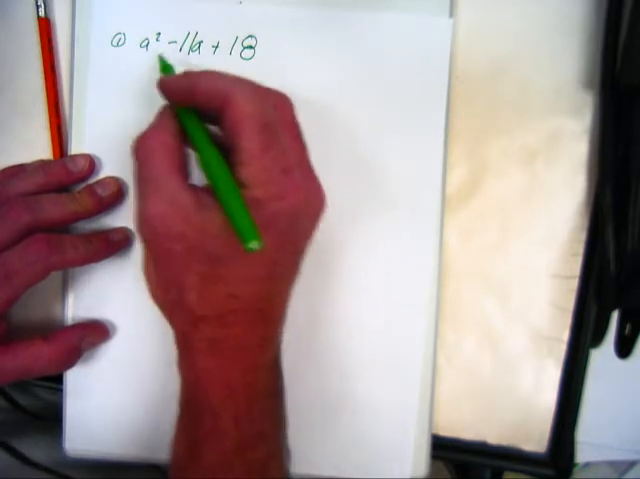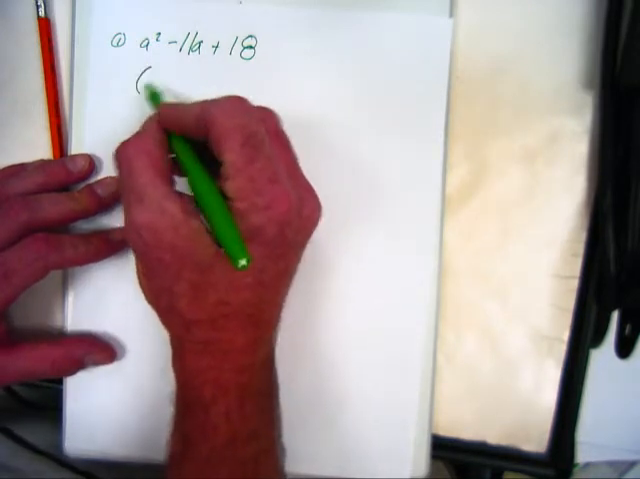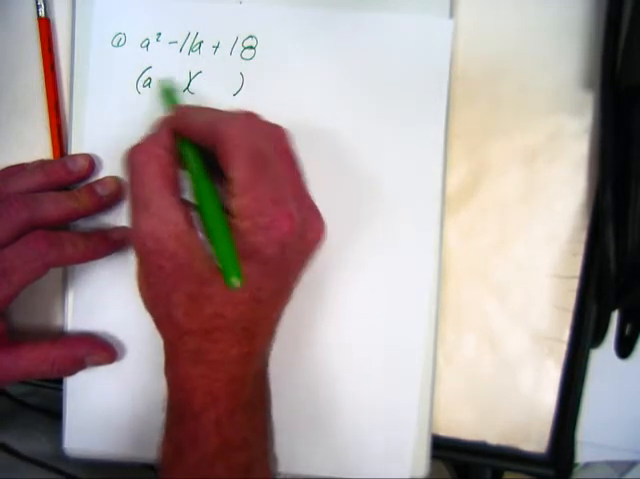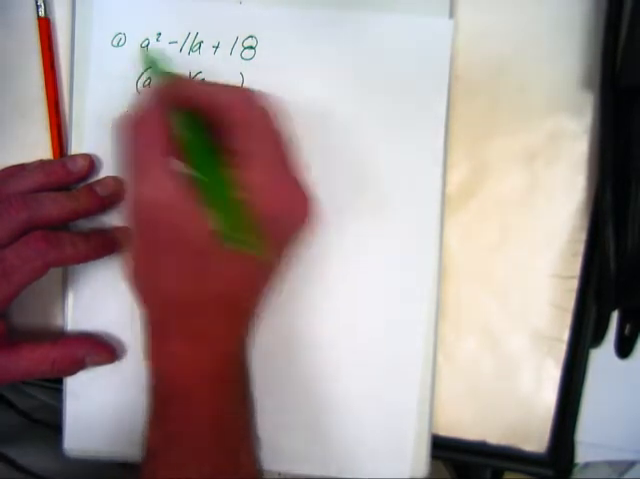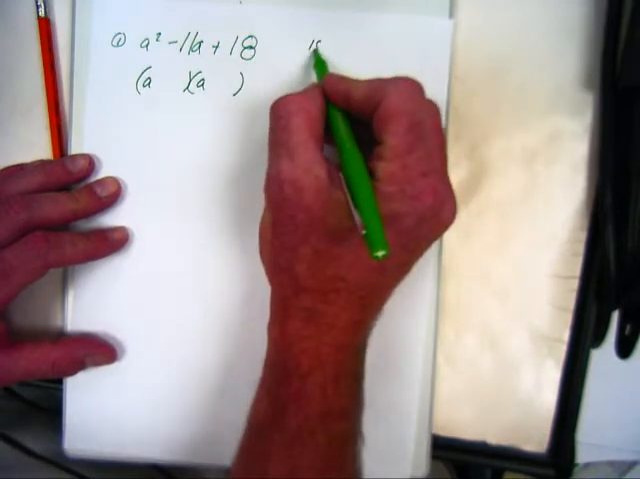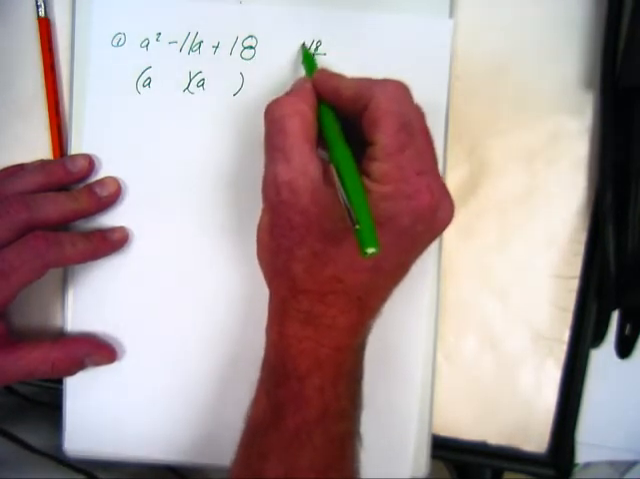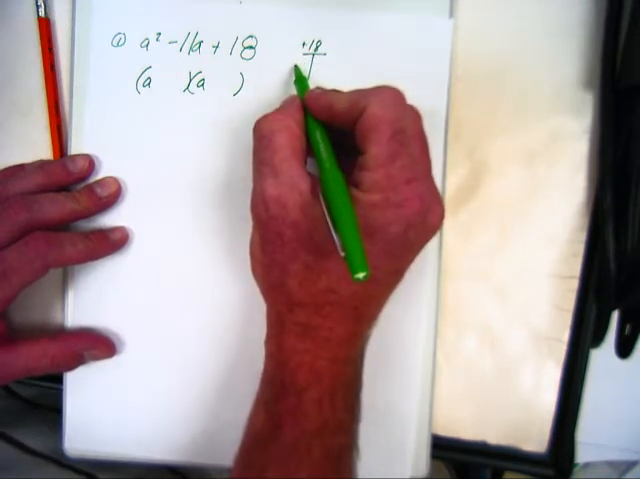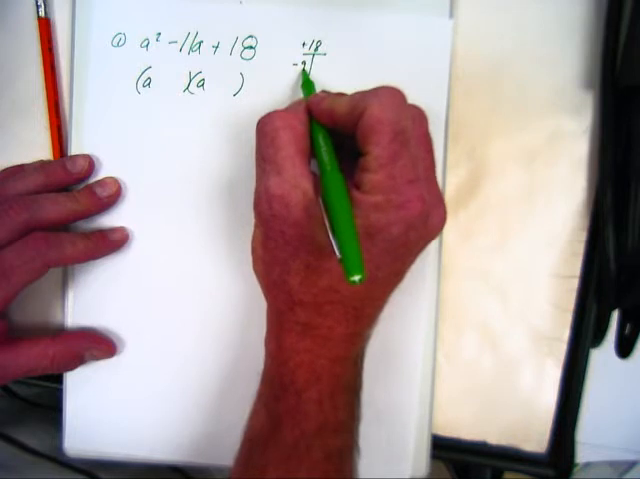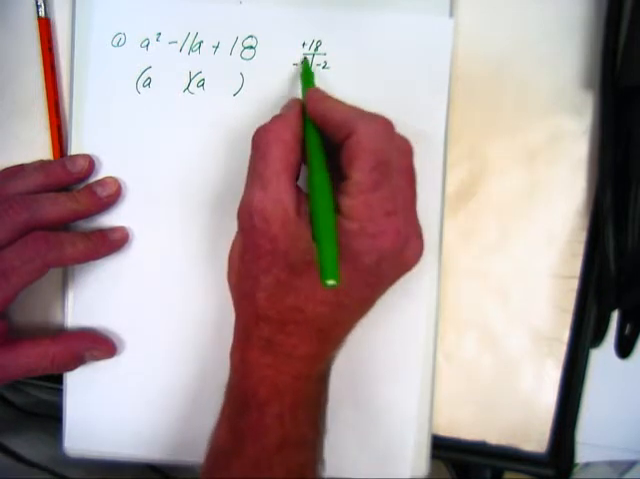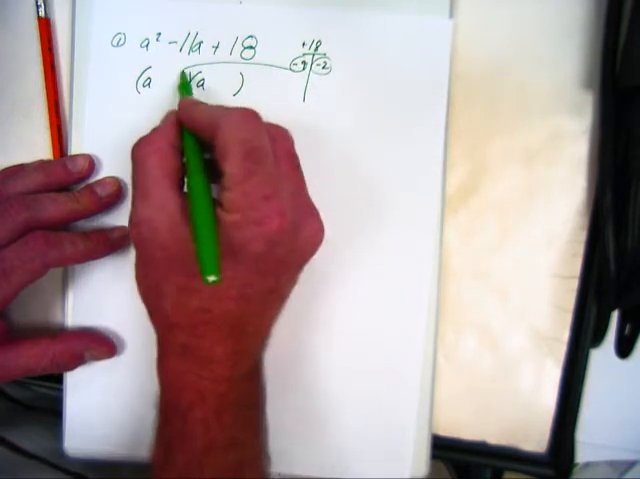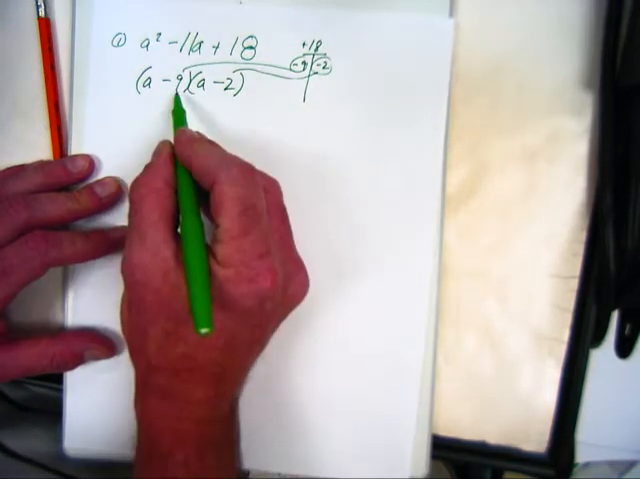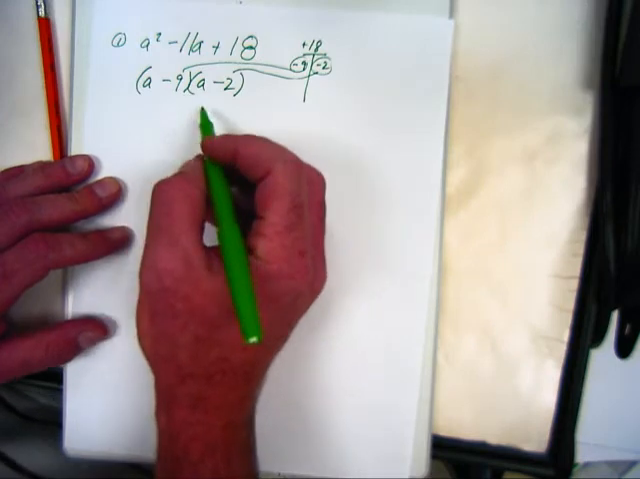I'll show you that, and I'll also show you how to group it. We're going to have 2 parentheses there. We're going to have an A here and an A there because of that A there. We need things that multiply to positive 18 that add to negative 11. I'm going to use negative 9 and negative 2. Negative 9 and negative 2 go right in here. Our factored form is a minus 9, a minus 2.